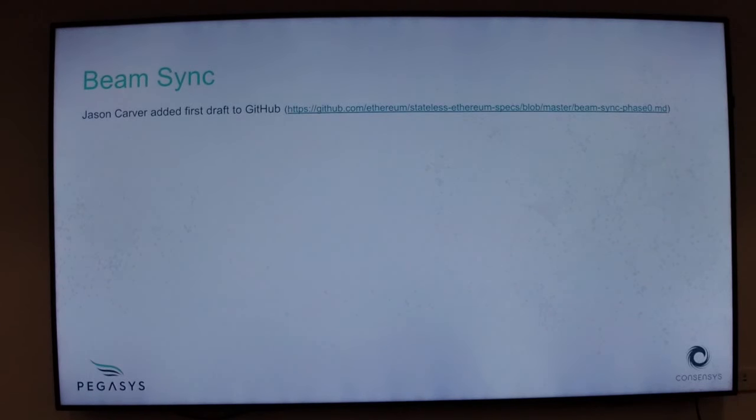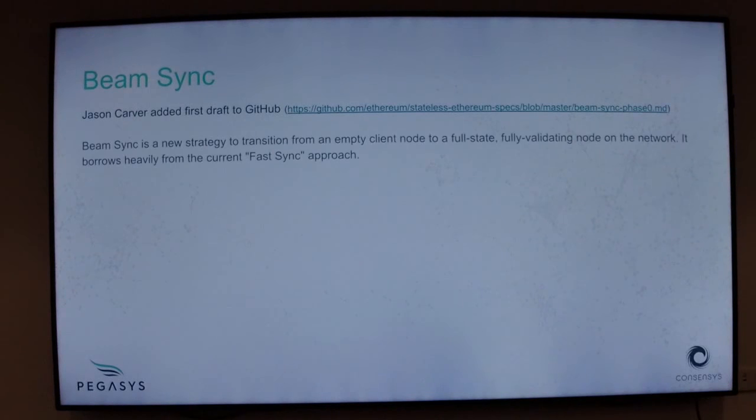So Jason Carver added the first draft to GitHub, so if anybody's interested in seeing where they're heading with this full specification, there's a GitHub repository for Stateless Ethereum. At the moment we've got the first draft of a witness spec, how that would look, and we now have the first draft of a phase 0 on GitHub for beam sync. It's a new strategy to transition from an empty client node to a full state, fully validating node on the network. One of the teams in Pegasus is working on that, Team Chupacabra, and they're looking at implementing beam sync.